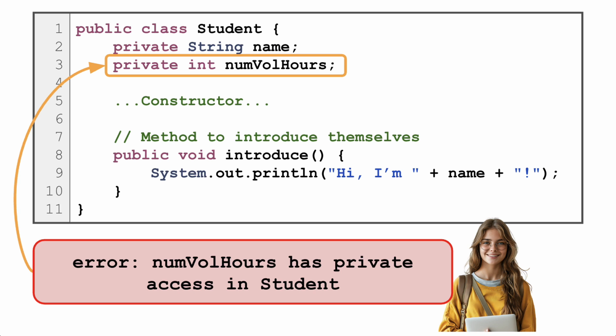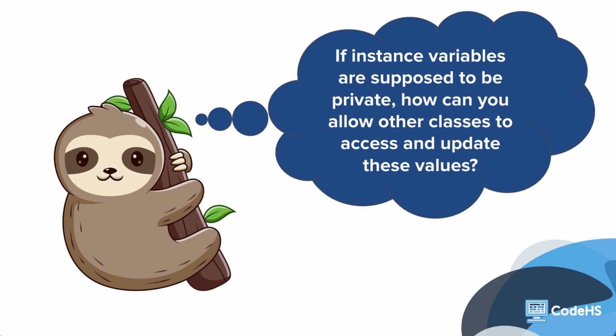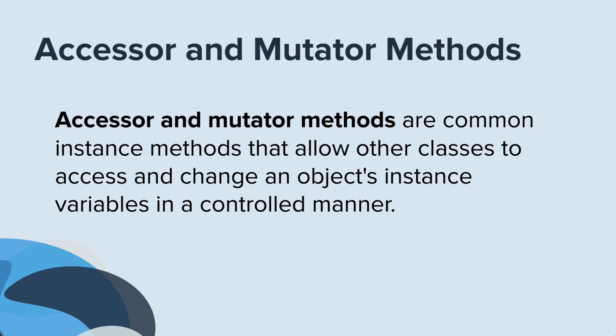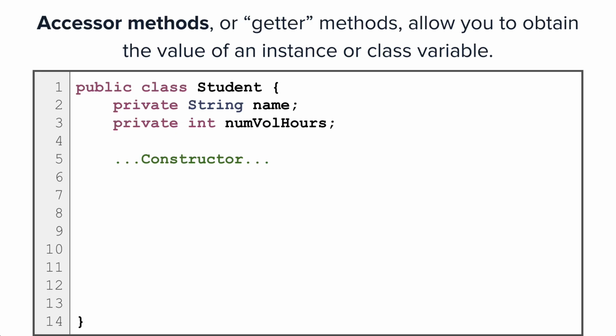So this scenario might make you wonder, if instance variables are supposed to be private, how can you allow other classes to access and update these values? This is the purpose of accessor and mutator methods. Accessor and mutator methods are common instance methods that allow other classes to access and change an object's instance variables in a controlled manner. You've actually already used these methods throughout the course so far. Let's take another look at each type.